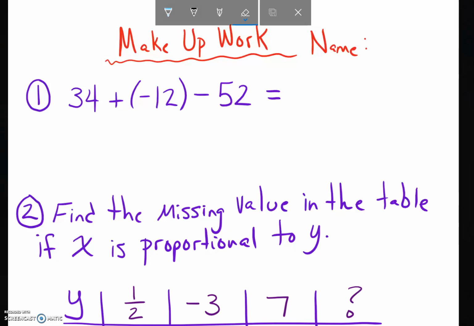Okay, so today's warm-up is just going to be to check the answers to the makeup work. Make sure that if you don't have work shown that you're filling it in now before you turn in your makeup work assignment. Number 1 is 34 plus negative 12 minus 52.